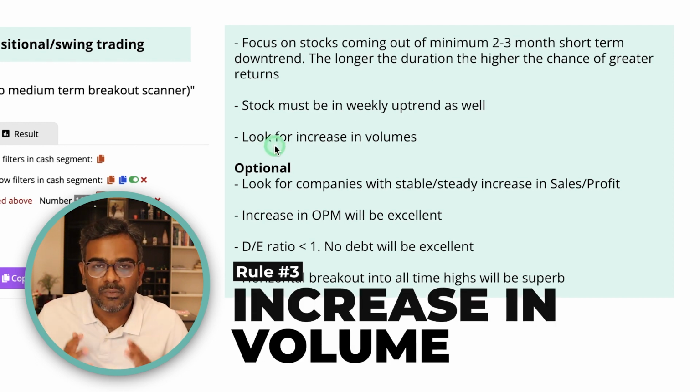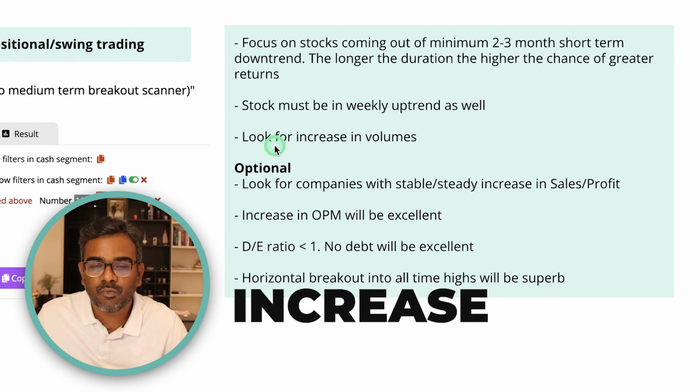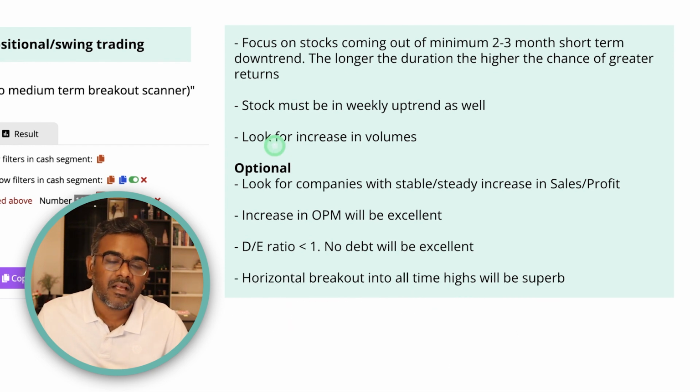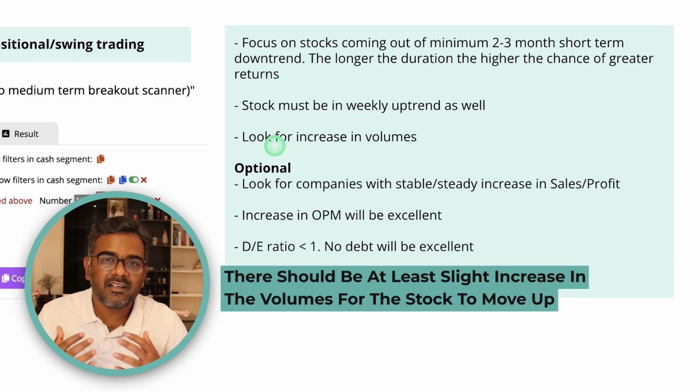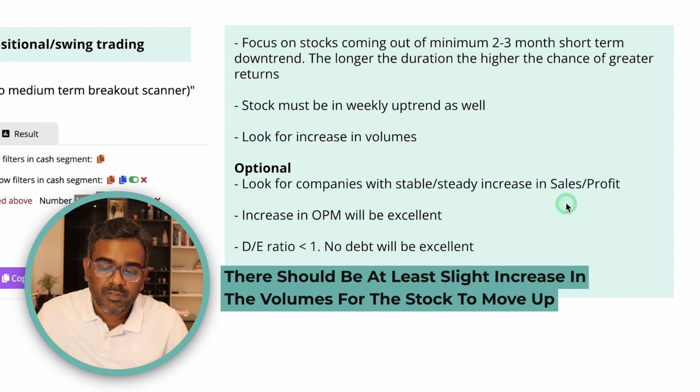So look for an increase in volumes. It goes without saying that volumes will have to accompany a breakout, be it on daily, 5 minutes, 1 hour, or any time frame. Without volumes, the stock is not going to go up. So there should be at least a slight increase in volumes on the daily charts, if you're looking for a swing trade. Now, the things below are optional.